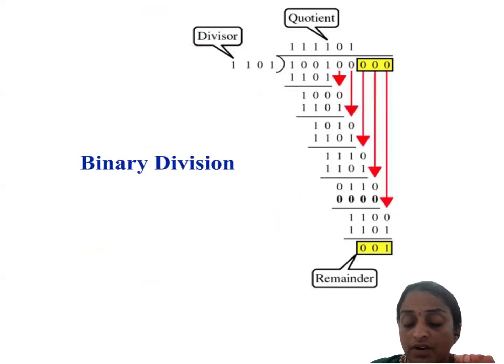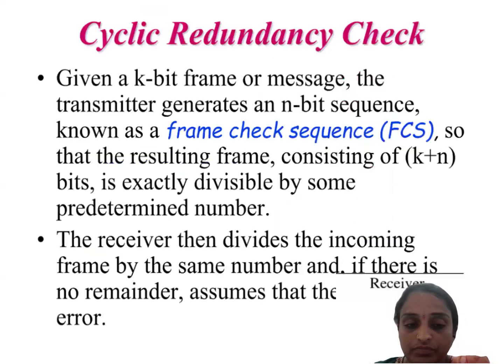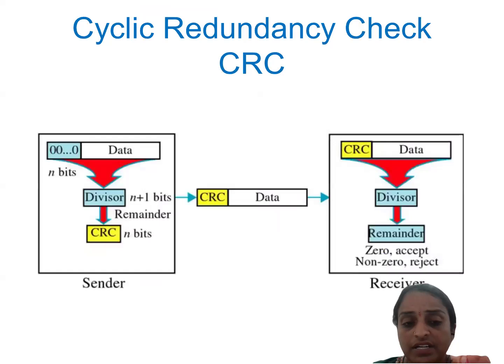If the remainder is 0 at the receiver side after performing the binary division, the data will be accepted. Otherwise, the data will be rejected. In the CRC method, first we have to consider the data. Depending upon the divisor, we have to choose the CRC bits.